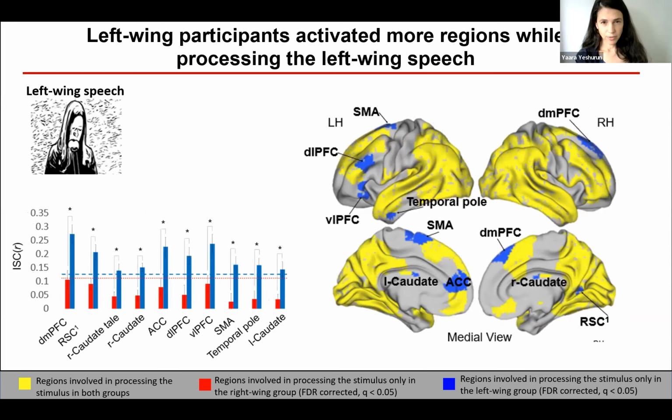A very different pattern was obtained for the left-wing speech. So what you can see here, again in yellow, are regions that were involved in processing the stimulus in both groups. However, you can see only blue patches, regions that were involved in processing the stimulus only in the left-wing participants and not in the right-wing participants. And these regions included mainly regions within the default mode network, as well as regions in the reward system and some premotor regions. In a couple of slides, we'll talk about what we think drives these differences between the stimuli.